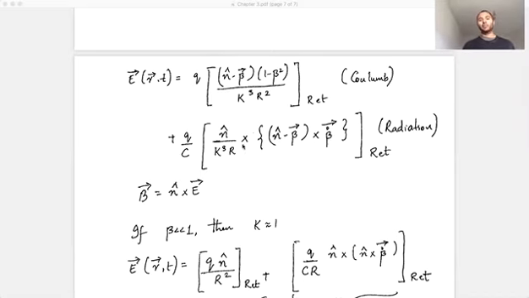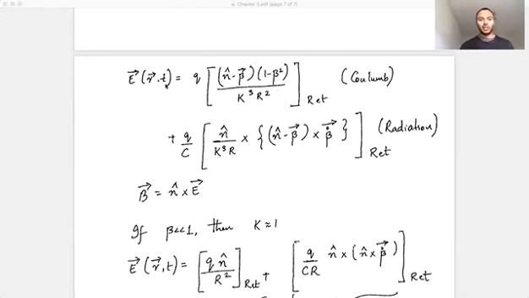So what does it mean? If you're really far away from the charge, then this term is going to be subdominant, right? This term is going to be very small. This term is going to be much larger because it's just 1 over r, not 1 over r square. So very far away from the charge, this is the term which you're going to see. And that term depends on the acceleration, not just the velocity. If you're very close to the charge, then this is the term which is going to be dominant, and it doesn't depend on acceleration. It just depends on the velocity.